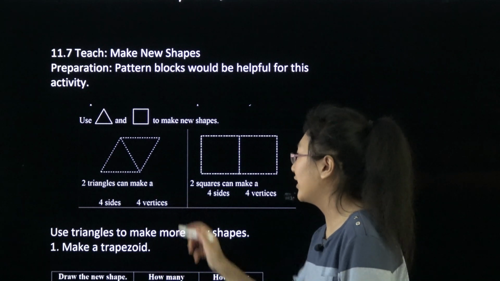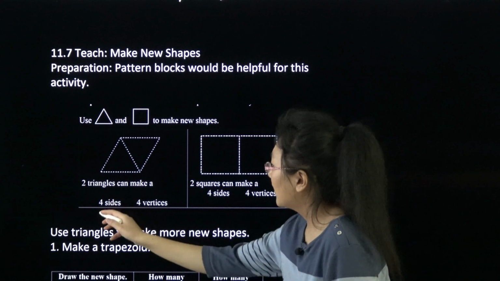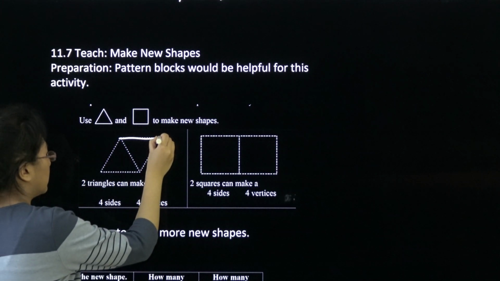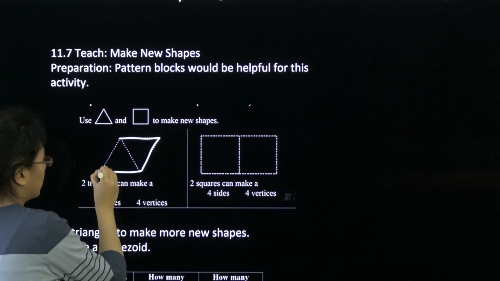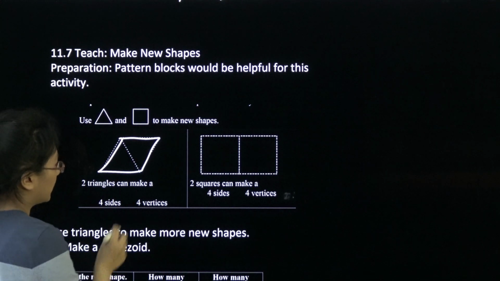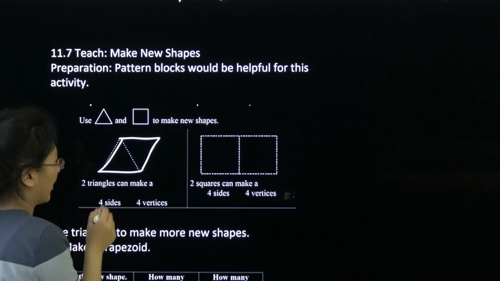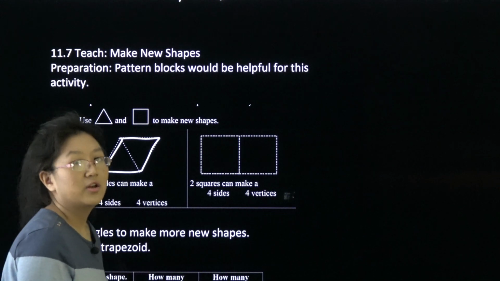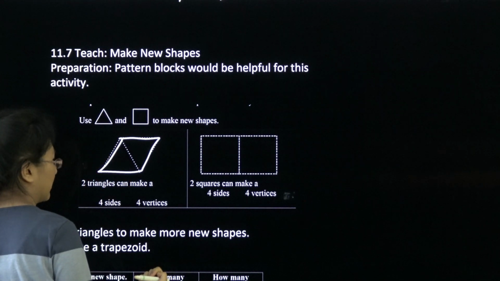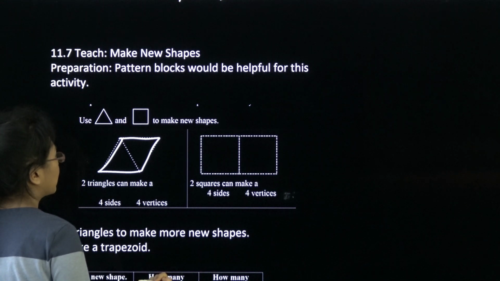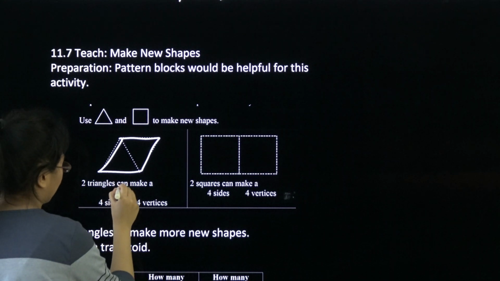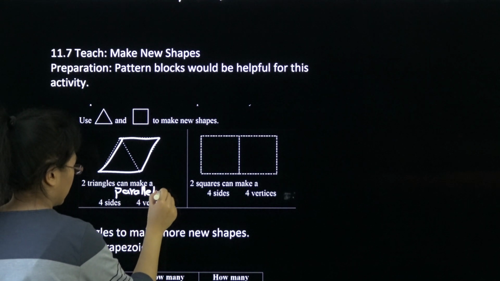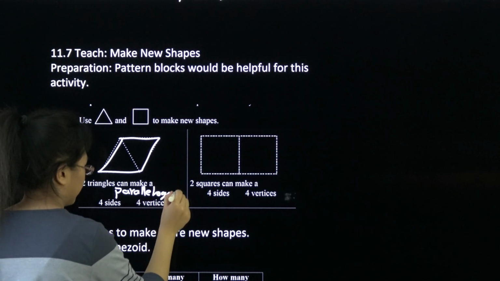So now we see 2 triangles can make something with 4 sides and 4 vertices. So let's outline this. Aha! Now that's definitely not a square. It looks kind of like a squished square, actually. And it kind of looks like those diamonds, or those things that you used to call diamonds in your bag of building blocks. So it's a parallelogram. So 2 triangles can make a parallelogram.